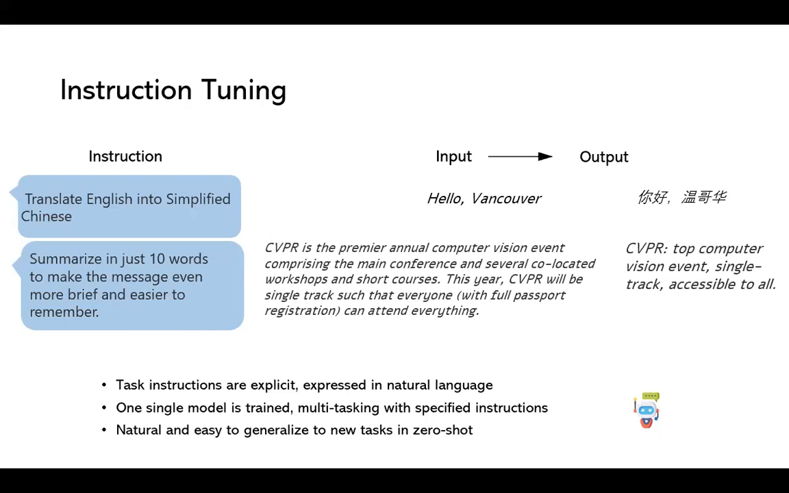Since we have explicitly specified the instructions for each type of task, and then we put all of them together, the model learns which task it will do in the training. In the inference stage, we will also specify the task that we want the model to perform. In this way, it makes the trained model easy to generalize to new tasks.